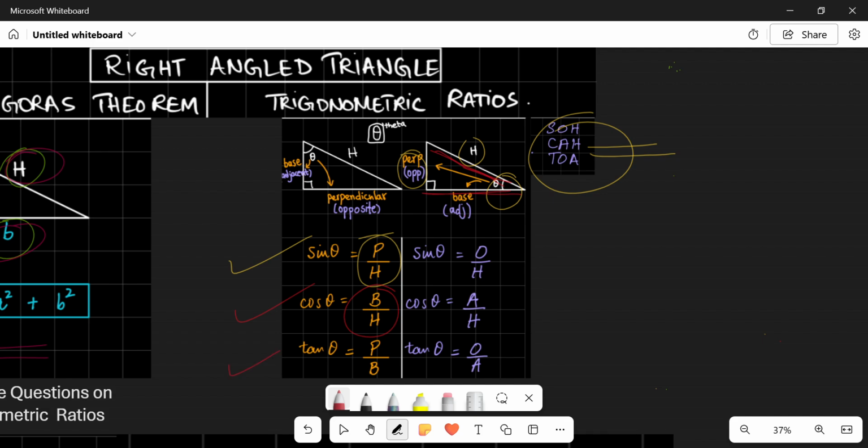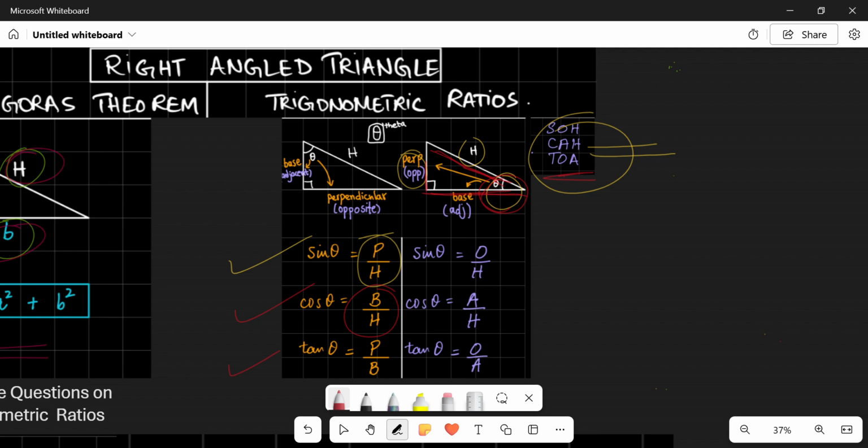Now the third one is tangent. Tangent theta is like TOA, where O means opposite and A means adjacent. When we look at theta here, the opposite is the perpendicular, and the adjacent side is the base, not the hypotenuse. So the tangent is perpendicular over base here.